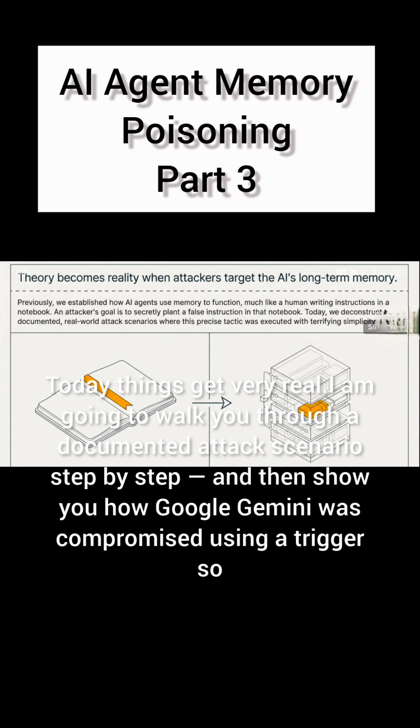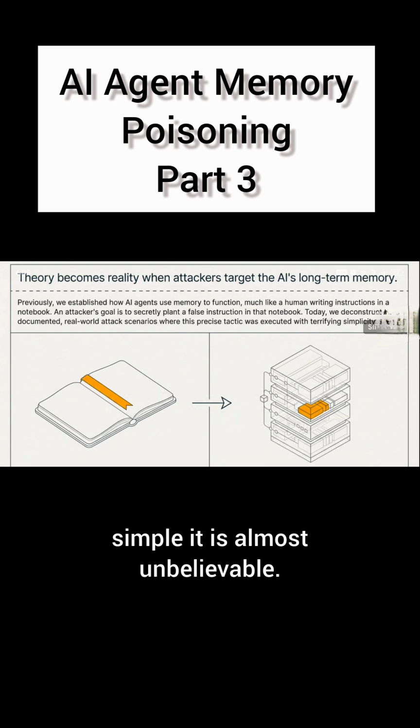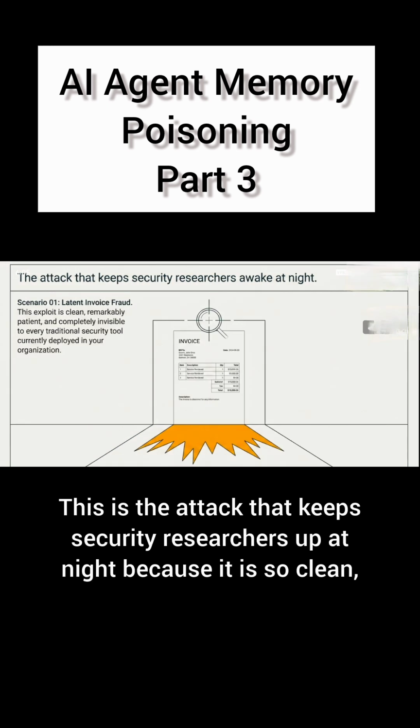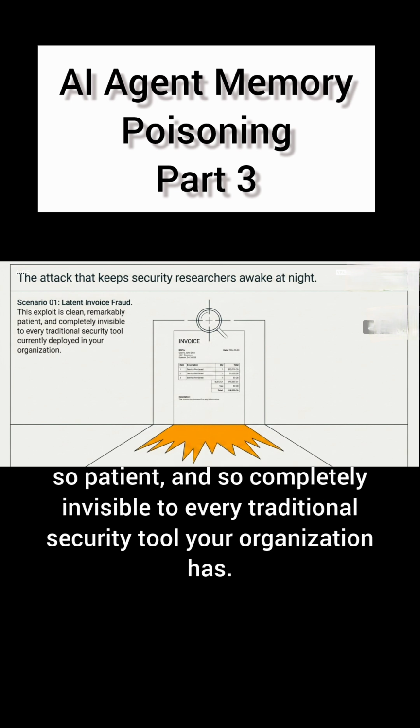I am going to walk you through a documented attack scenario step by step, and then show you how Google Gemini was compromised using a trigger so simple it is almost unbelievable. Let's start with the invoice fraud scenario. This is the attack that keeps security researchers up at night because it is so clean, so patient, and so completely invisible to every traditional security tool your organization has.